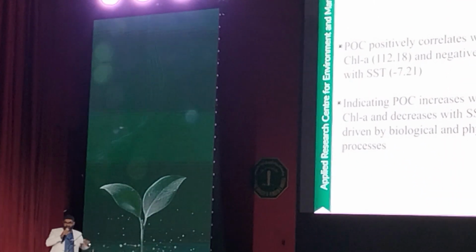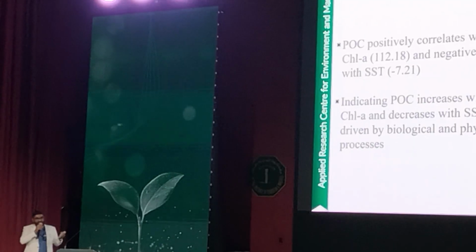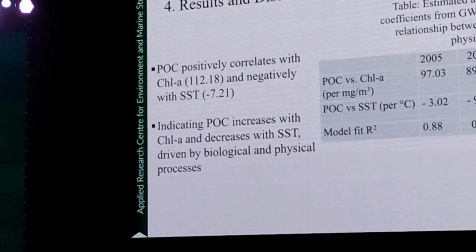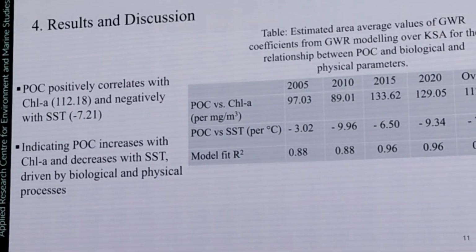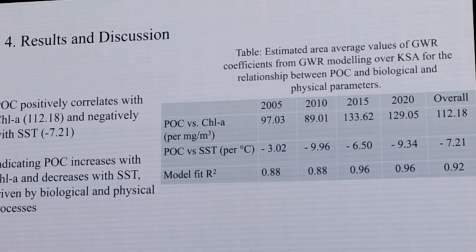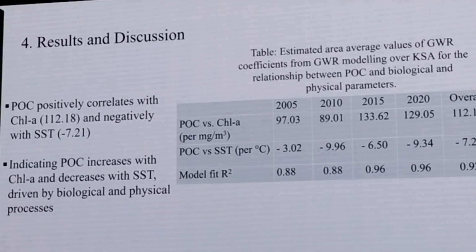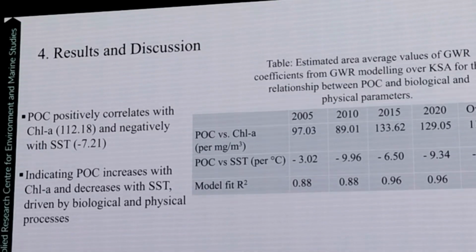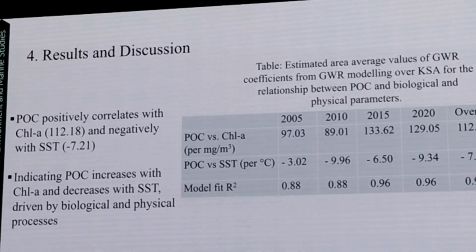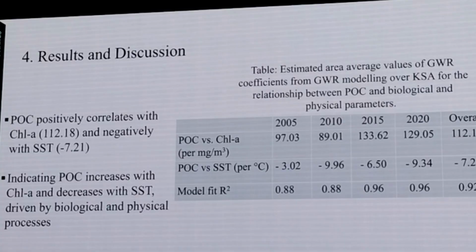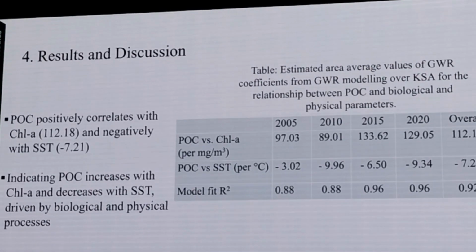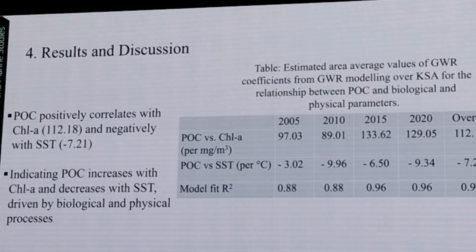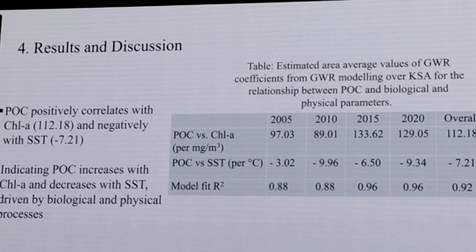each is showing around 100 milligram per meter square increase in particulate organic carbon for the increase in chlorophyll, but inversely, there is a decrease for each degree centigrade of around 7.21 milligram per meter cube. It's really interesting and also a matter of concern.